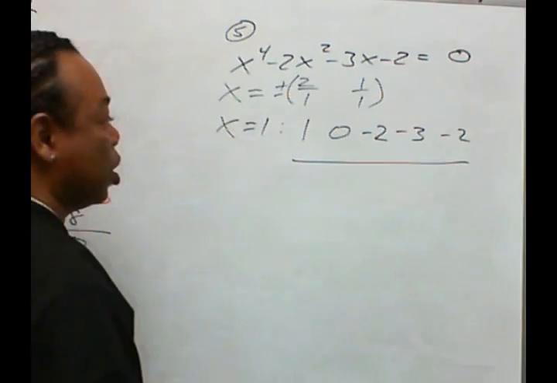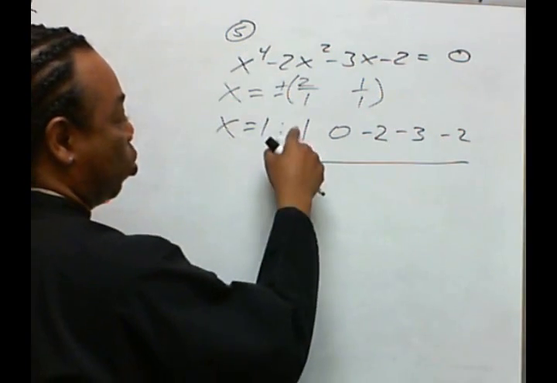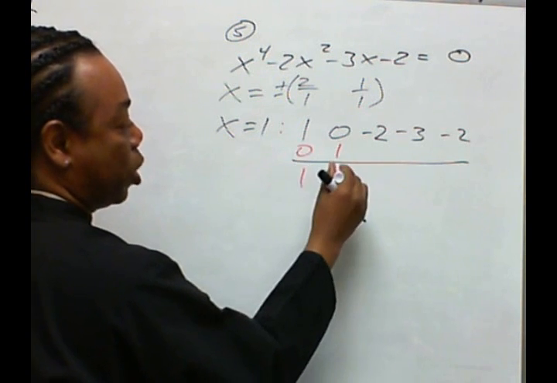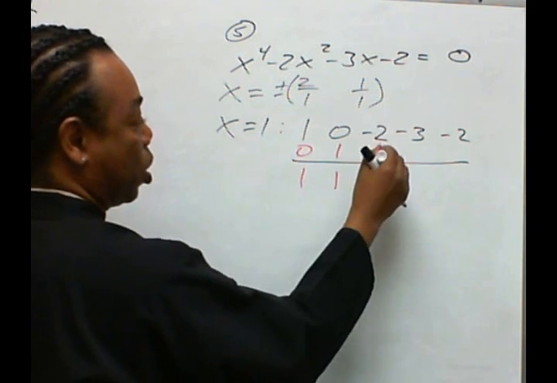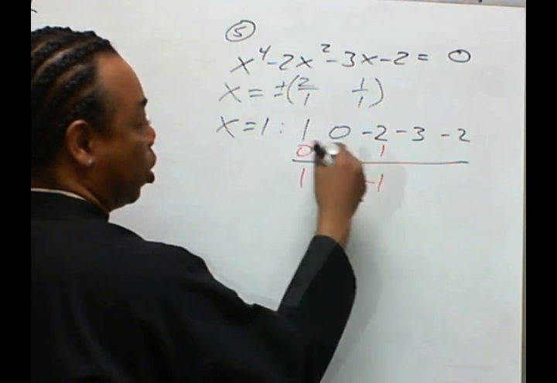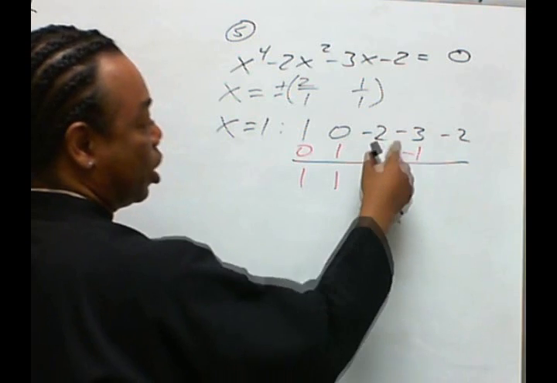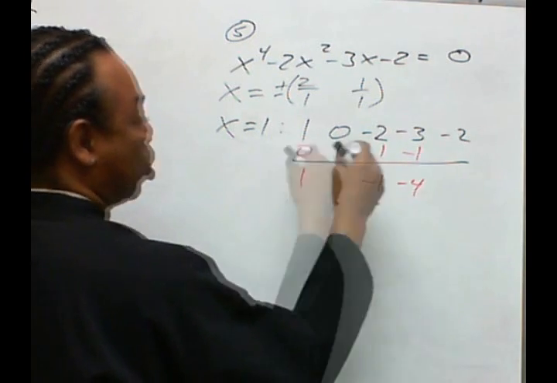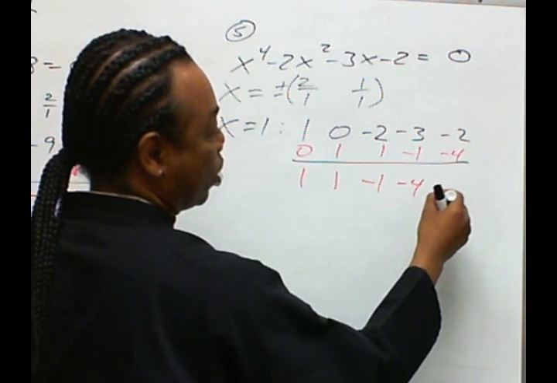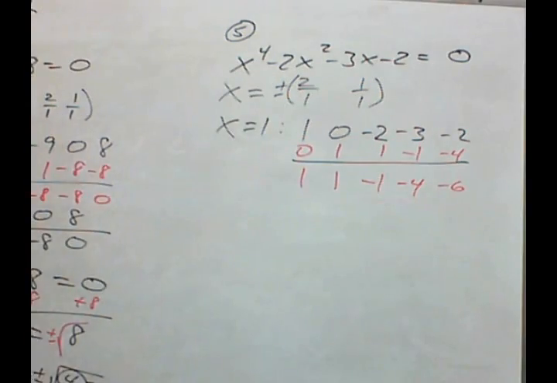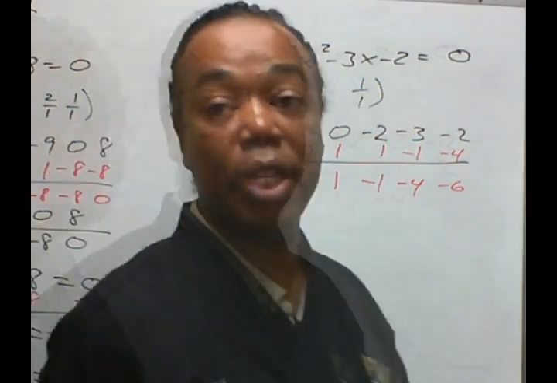Alright, let's begin. 1 and 0 is 1. 1 times 1 is 1. 0 and 1 is 1. 1 times 1 is 1. Negative 2 and a positive 1 is negative 1. Negative 1 times 1 is negative 1. Negative 3 and negative 1 is negative 4. Negative 4 times 1 is negative 4. And here we get negative 6. Okay, so that did not give us a 0 at the end.